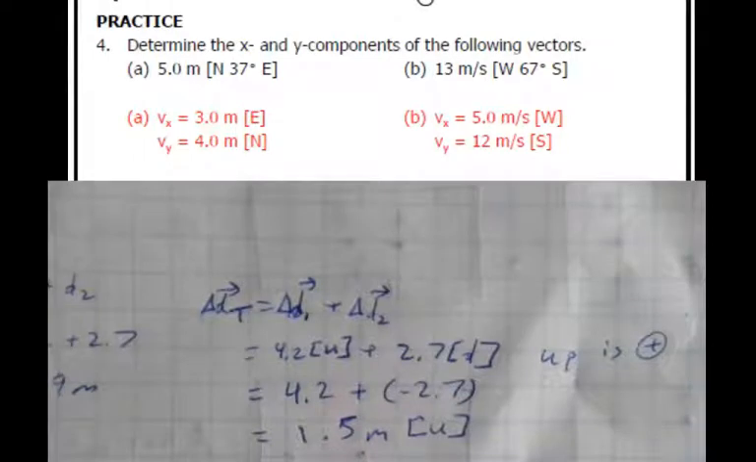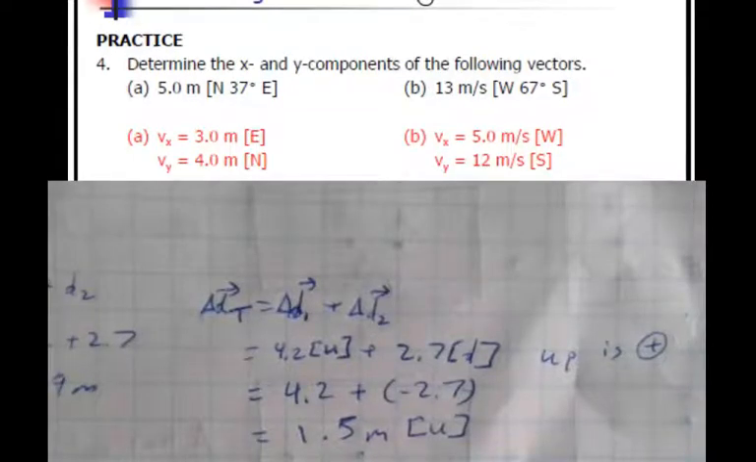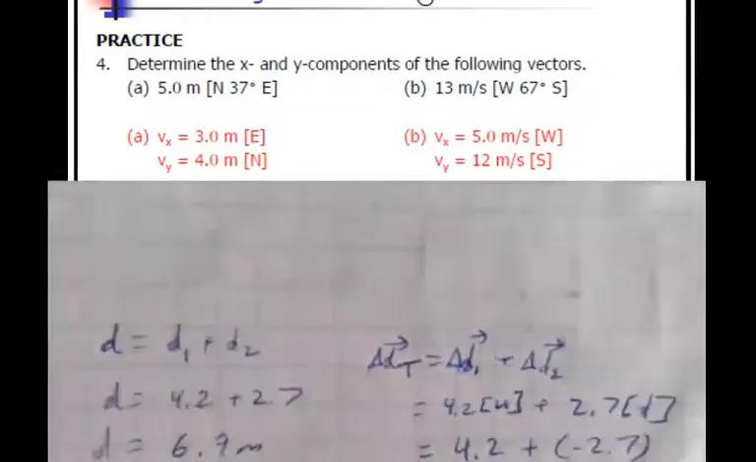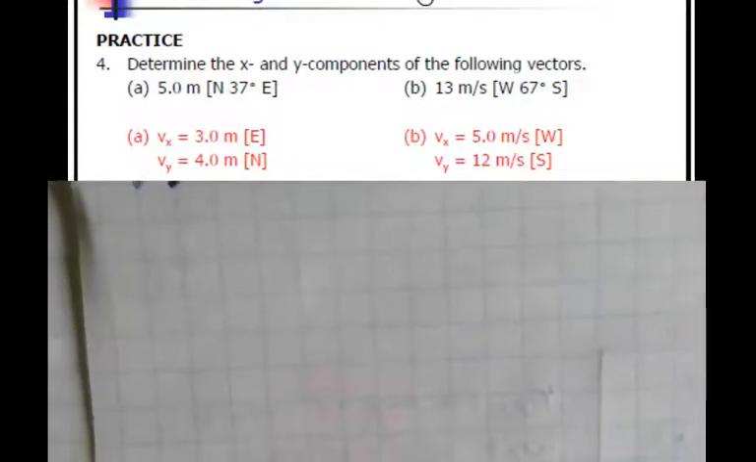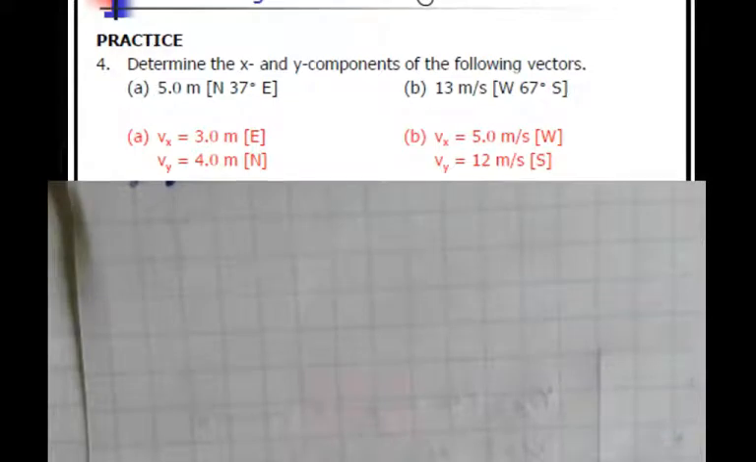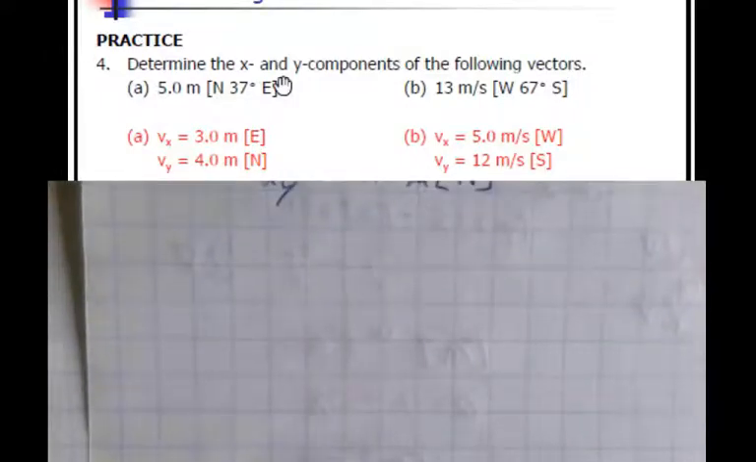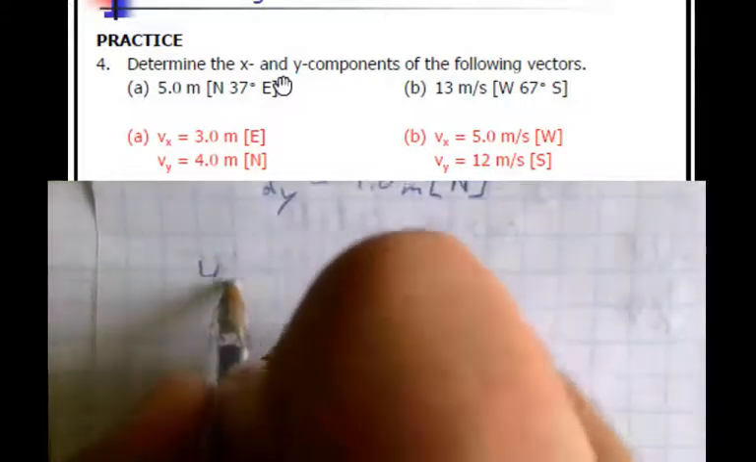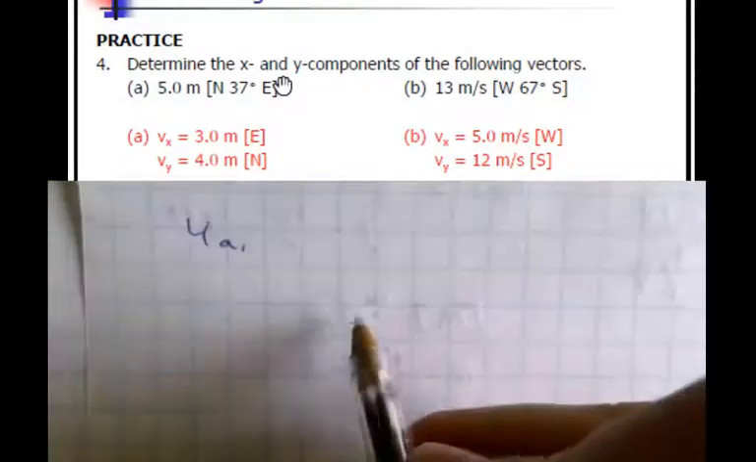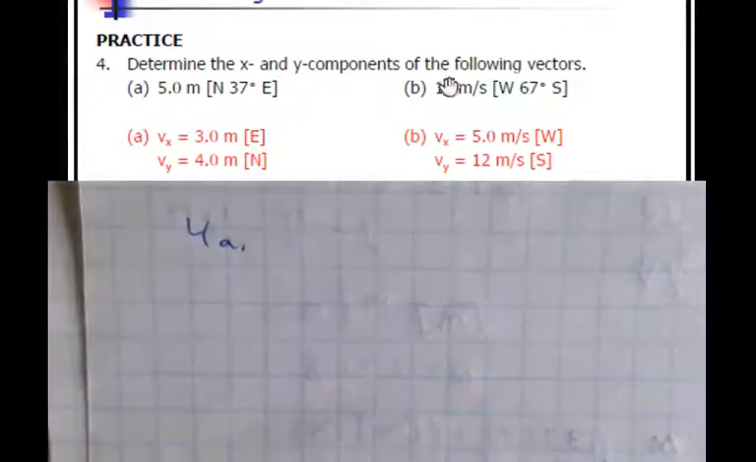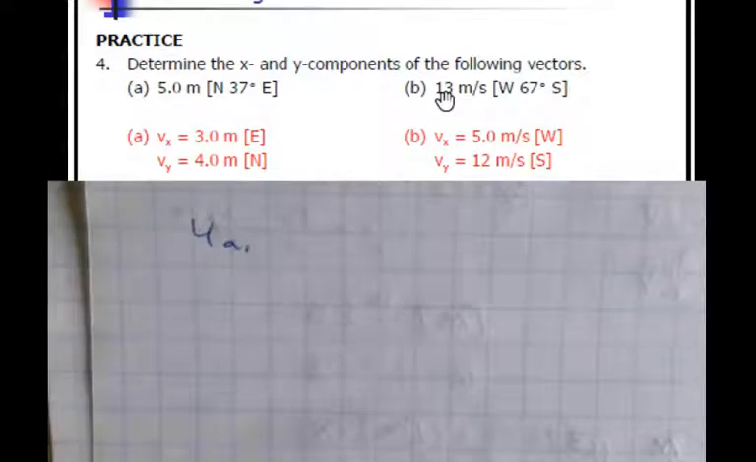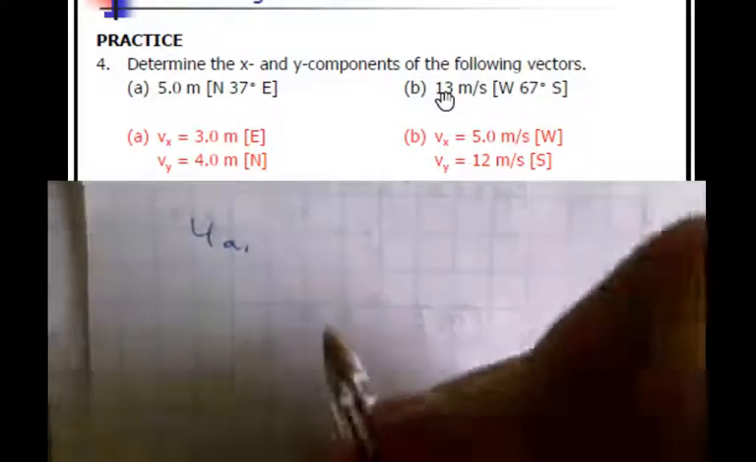Let's look. I think there's two more problems here. So now we're going to get into some other types of vectors that are not all acting in the same direction or in the same dimension. Here we have a question that says determine the x and y components of the following vectors. Okay, so in this case, let me draw out this vector for 4a. Sorry, it's a distance or a displacement, so it's 5 meters north and then a 37-degree turn towards the east.